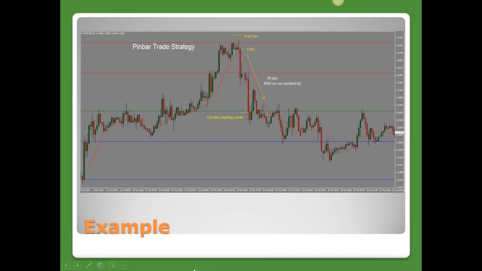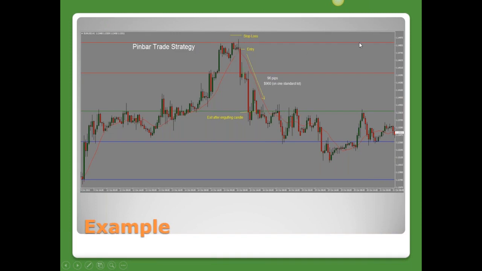So let's take a look at an example on our chart. We're looking at the Euro US dollar 1 hour chart. As you can see, like I said, pin bars tend to happen at the top of an uptrend. So this is a bearish pin bar. It shows that the price is likely to reverse now. That's what the bearish pin bar is, a reversal candlestick pattern.